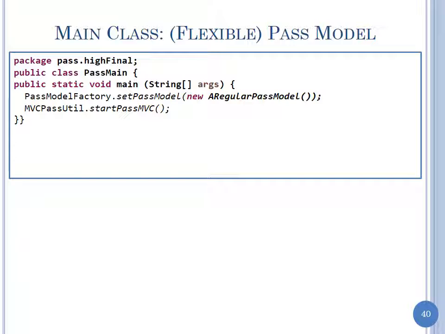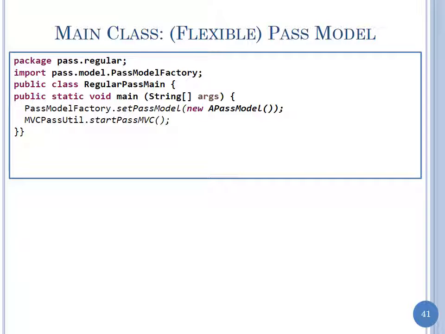And now I get to my main method. In my main method, I set the pass model, which factory to use. I tell the factory which model to use. And I've got two mains. One main says use a regular pass model, and then says, hey, pass util start MVC. Then I have another main that, sorry, this is a mistake. It should be high pass model. Oh, sorry. So that was a regular pass model, I think, and this is the high pass model.